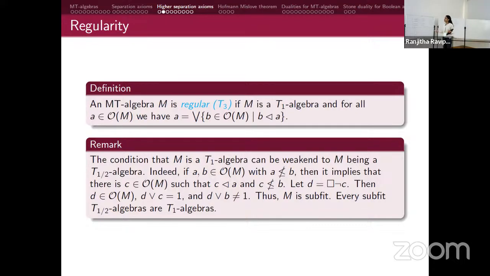So then D join C will give me 1, and D join B is not 1. Okay. So this will give me that M is a subfit. And yesterday we saw every subfit plus T-half algebra is a T1 algebra. So immediately we get a T1 algebra. So T1 was not actually necessary. T-half would have done the job.